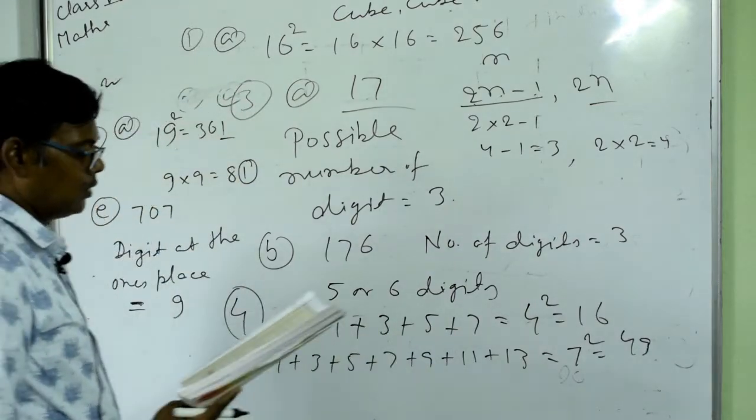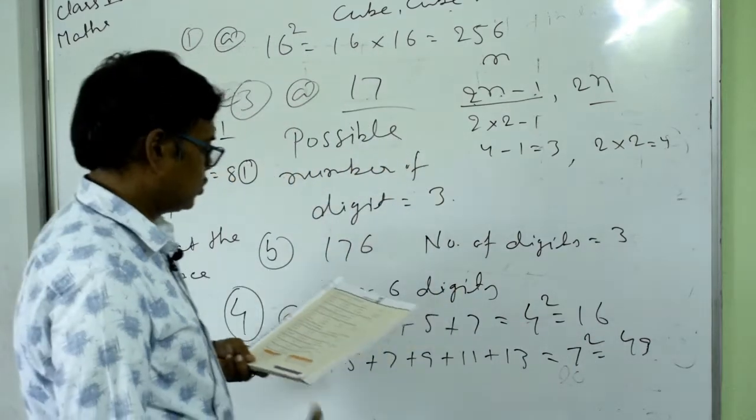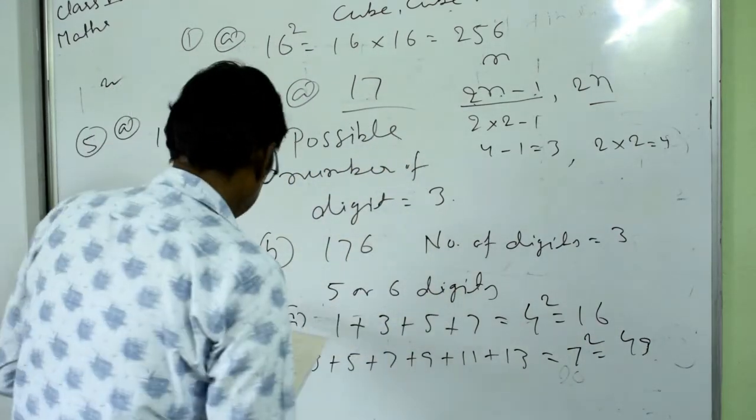Now next is: express the following as indicated. Question number A, 64 as the sum of 8 odd numbers.